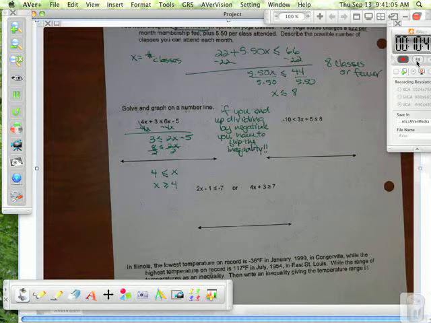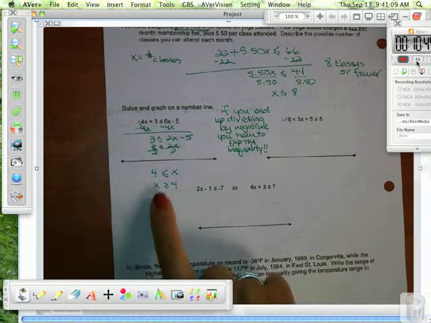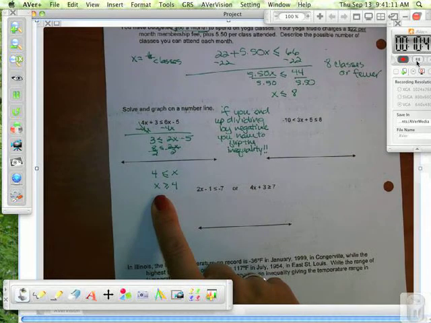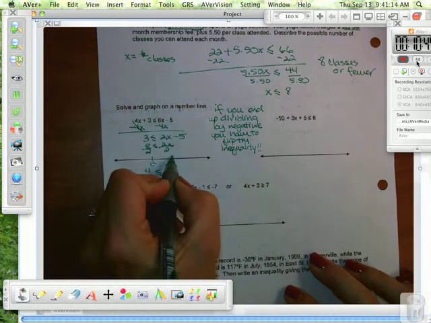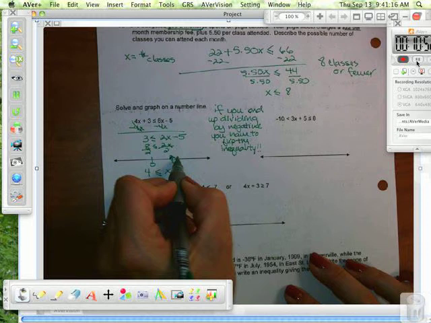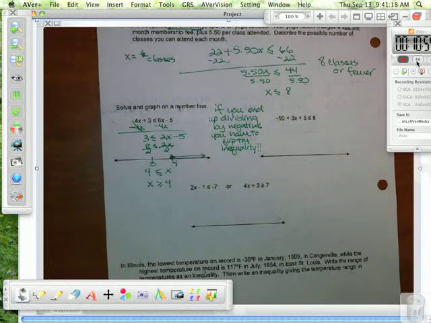I just like to have the variable on the left. If you don't want to, it's okay. I think it's easier to graph this way too. Here's 0, here's 4, solid dot, everything greater than 4. Yeah?